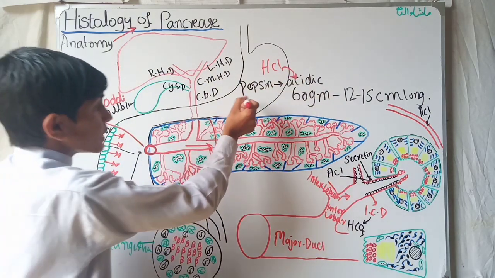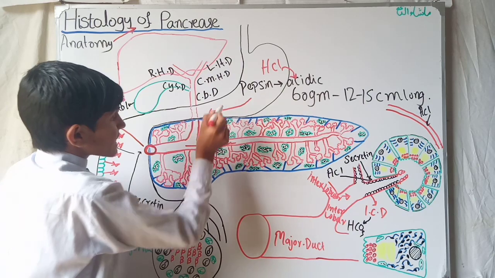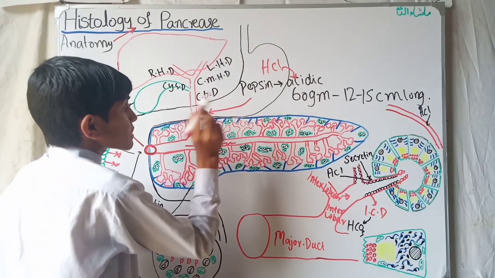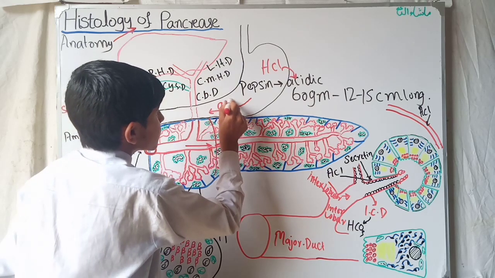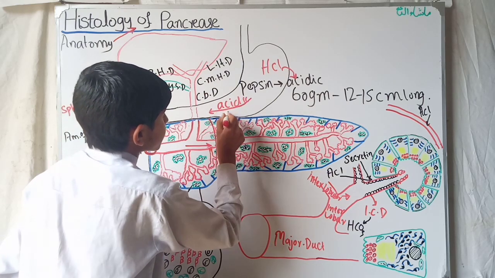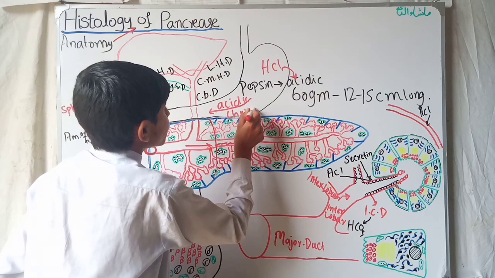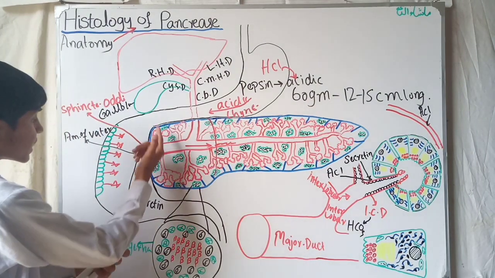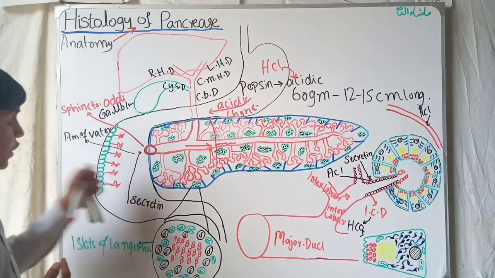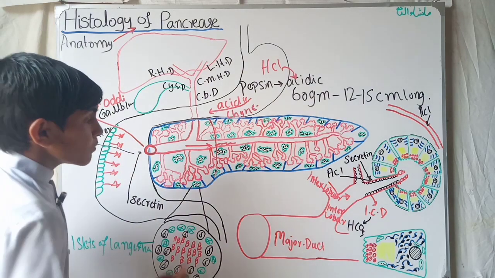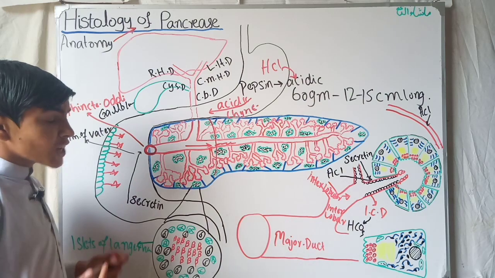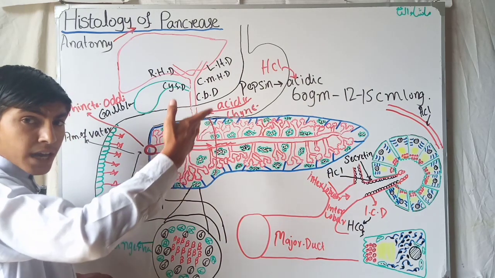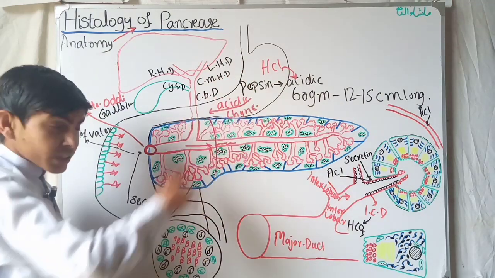So now when the food is converted into chyme, the chyme is mainly acidic chyme. The chyme is acidic because it contains a profuse amount of HCl. So now this enters into the duodenum. In the duodenum there is a secretion of pancreatic enzymes, trypsinogen and chymotrypsinogen. A lot we'll talk about later.